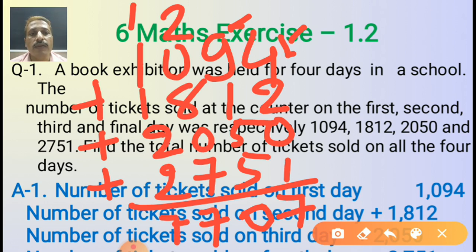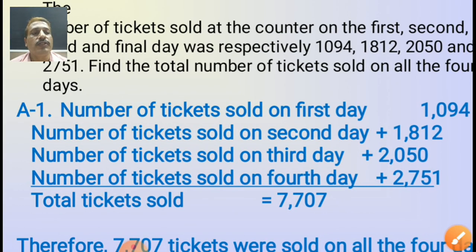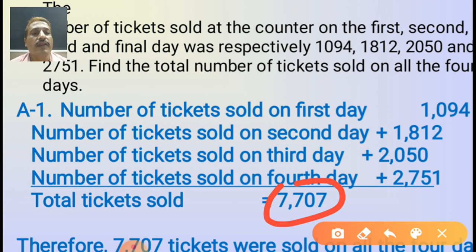Now what answer did we get here? Before showing our final answer, we can check it. That's 7,707. Let's check whether our answer is right or wrong. Yes, my answer is right. Yours may also be right.